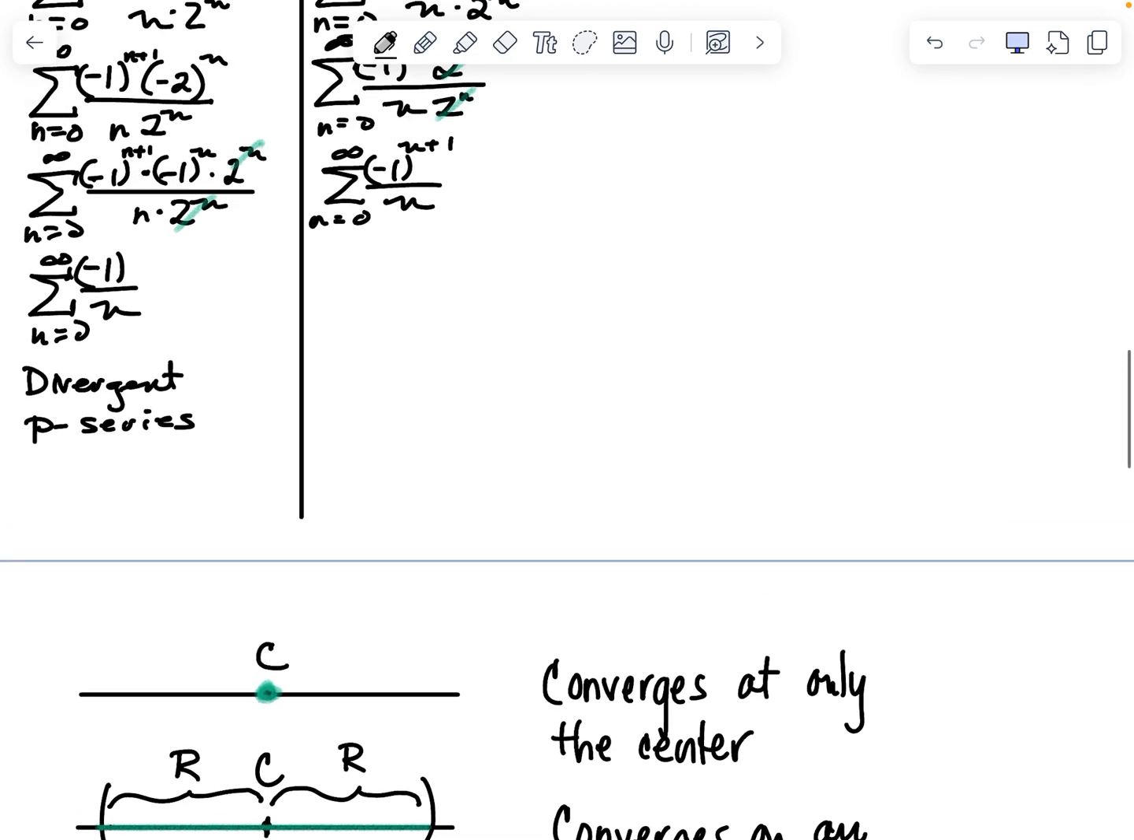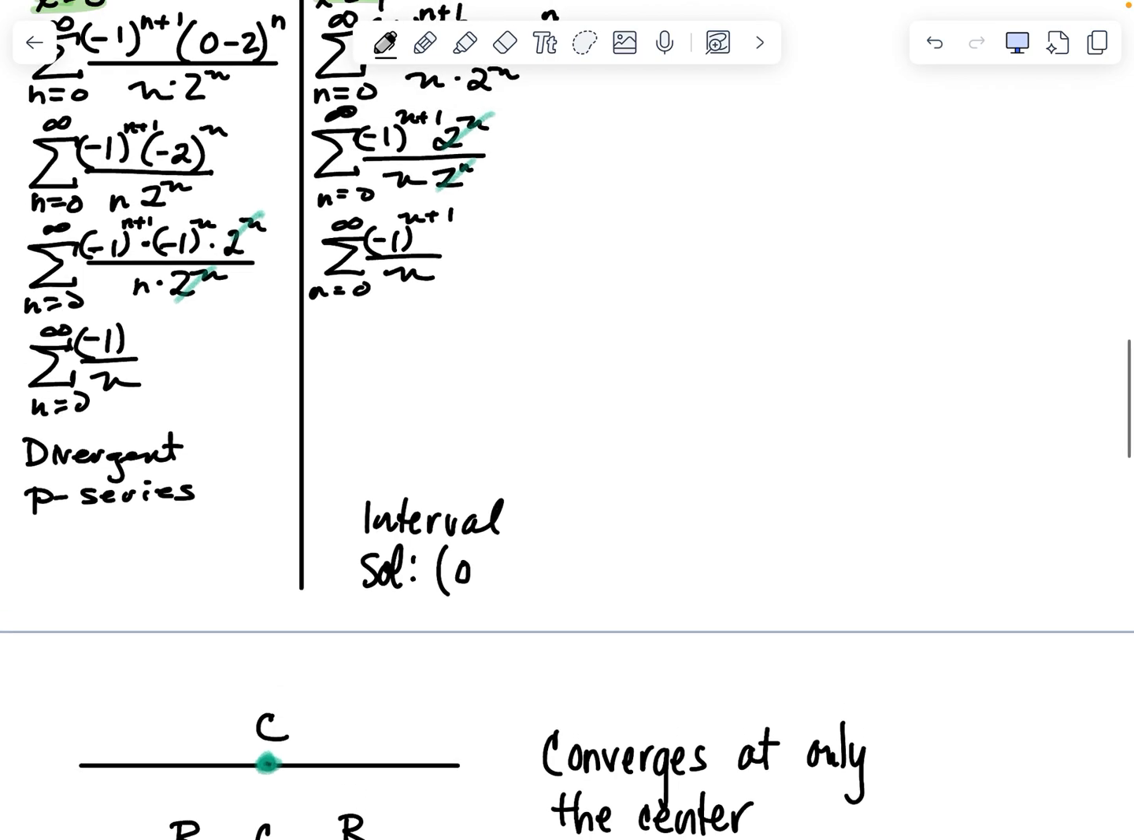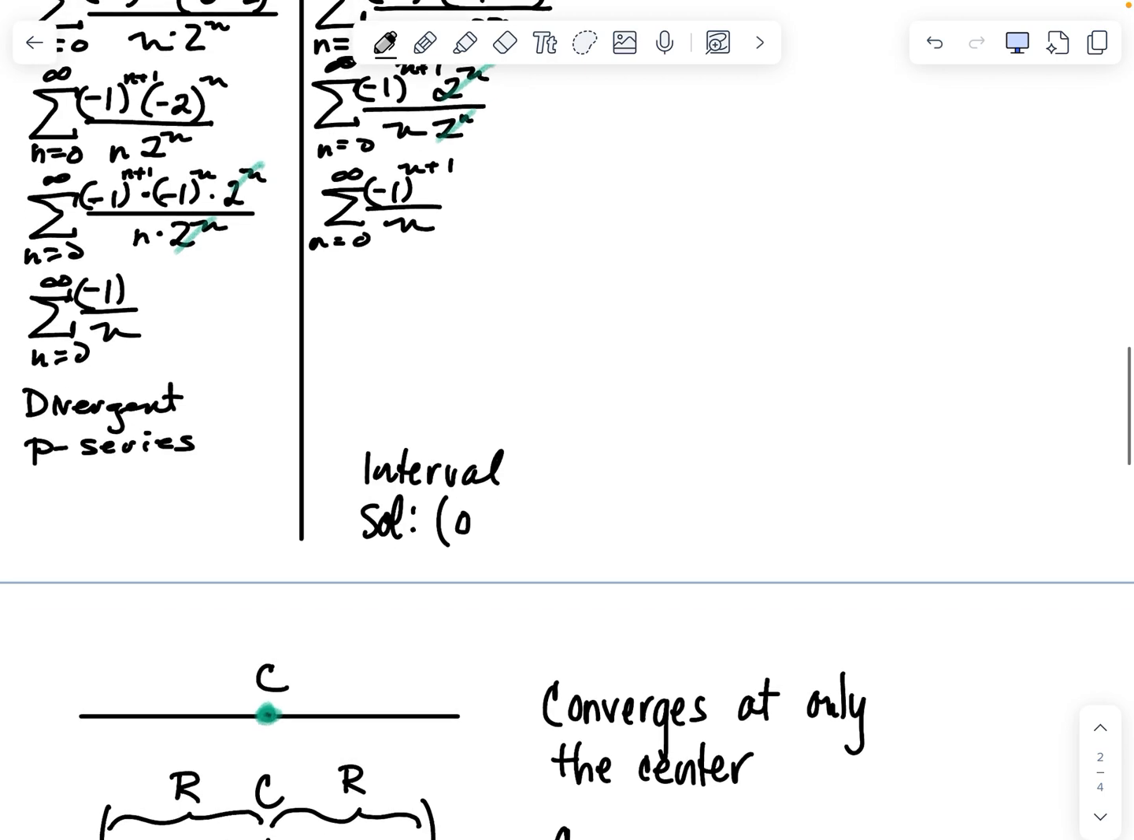So on our interval so far, our solution here is the interval. We already know that x equal to 0 is not included on our interval, because you're looking at the divergent -1 times the divergent p-series, the harmonic series, if you will.